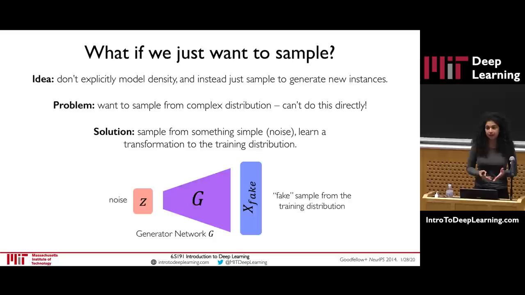And so the approach that GANs take is really simple. They have a generator network, which just starts from random noise. And this generator network is trained to learn a transformation going from that noise to the training distribution. And our goal is we want this generated fake sample to be as close to the real data as possible.